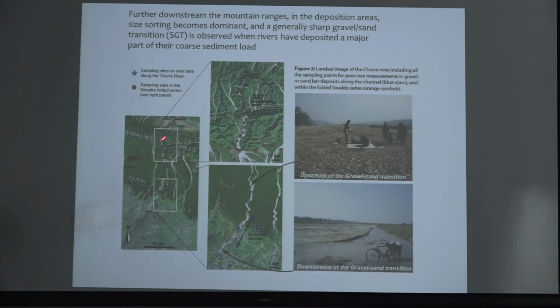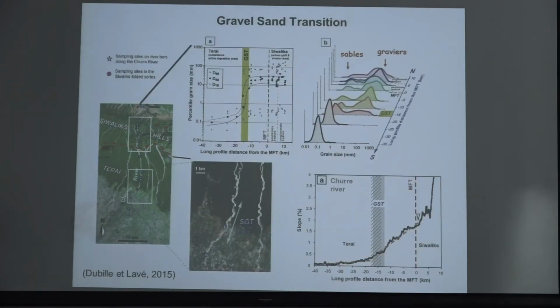And you can see, for example, here for this small river draining the Sierra and then arriving in the foreland, in the mountain range we have gravel mostly transported in the channel. And when we arrive further downstream, there is just sand. So how is the transition? In fact, the transition is quite abrupt.